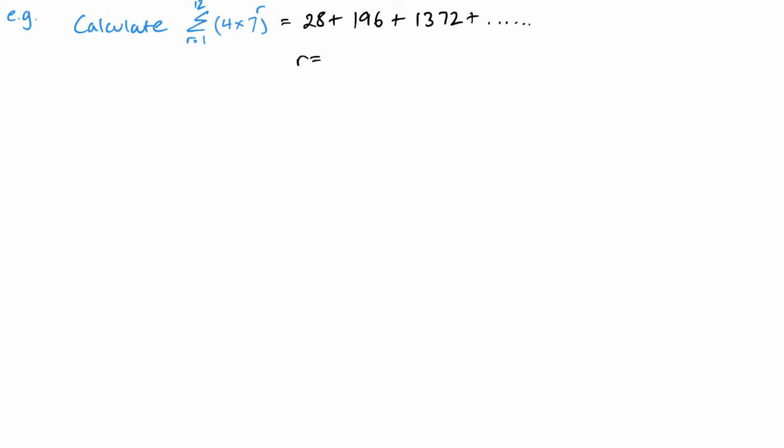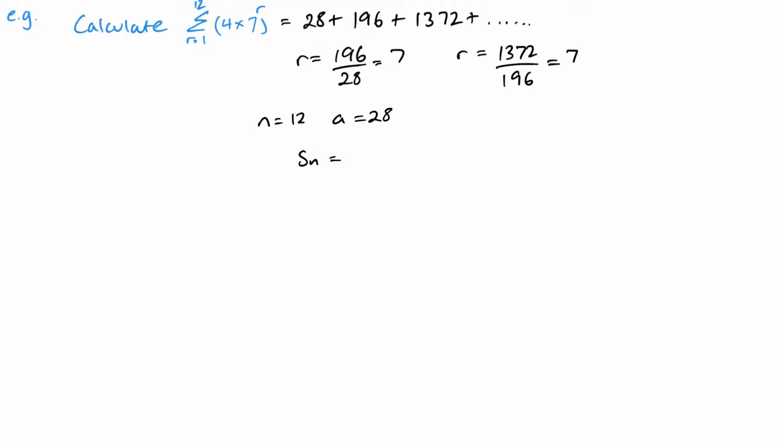So let's find R first of all. 196 over 28, and I get 7. And if I check this one as well, 1372 over 196, I also get 7. You want to do at least 2 to double check to make sure that it is a geometric series. We've got 12 terms, and our first term is 28.